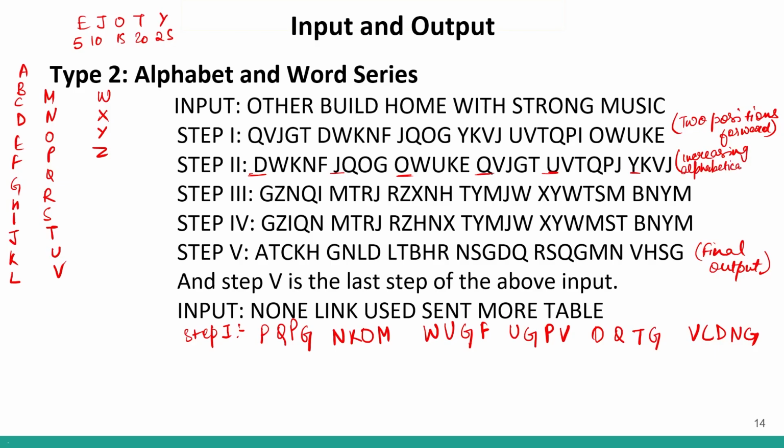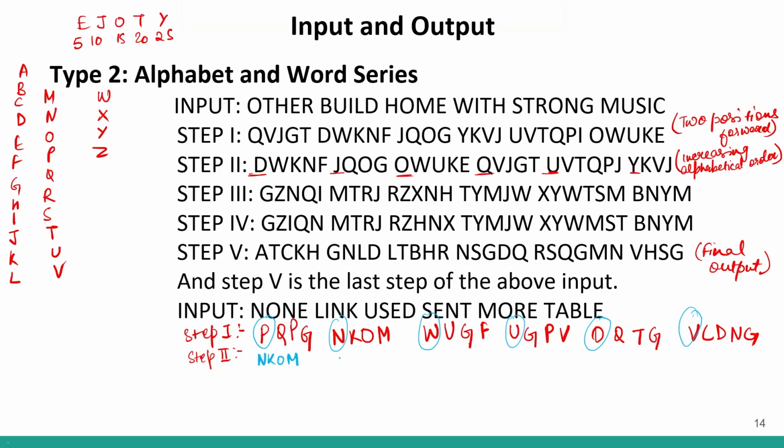So we will do the same thing over here. We will arrange them in increasing alphabetical order in step 2. Correct? So increasing alphabetical order, we are first focusing on the first words. So P, N, W, U, O, and V we have. So the first one will be what? First one will be N. So we will get N, K, O, M.